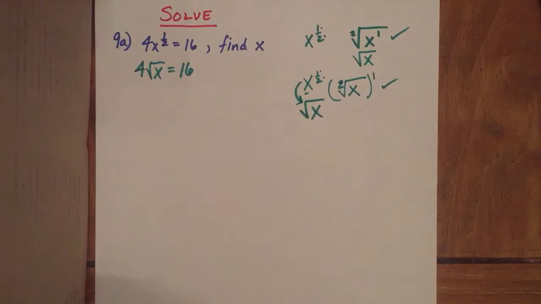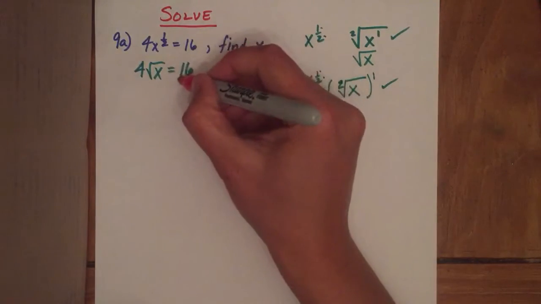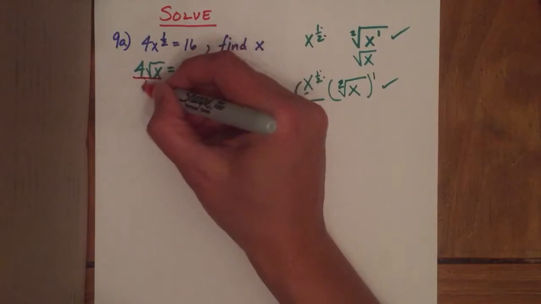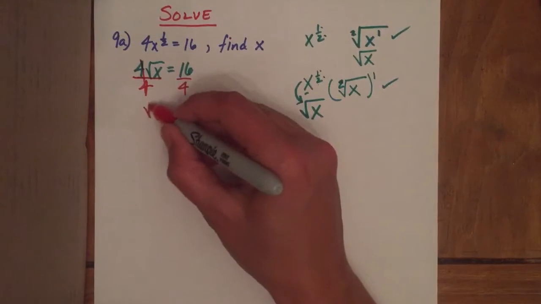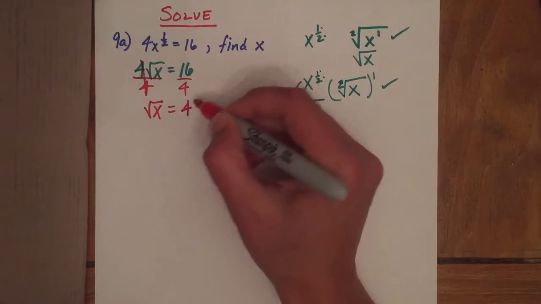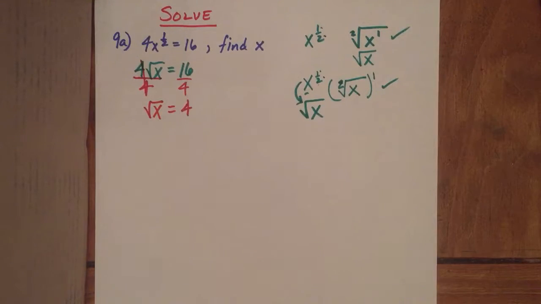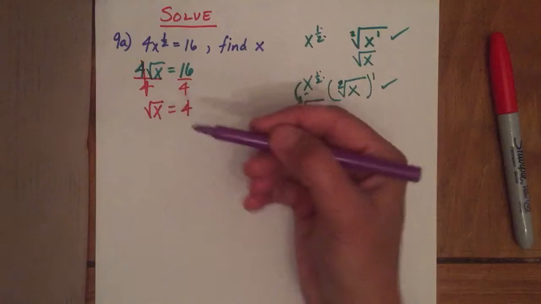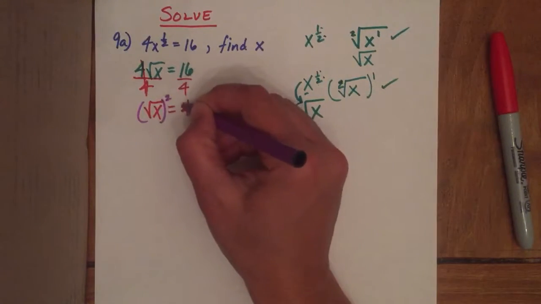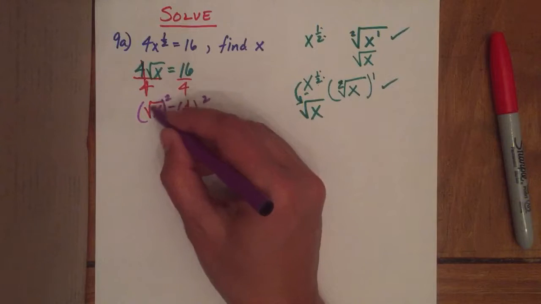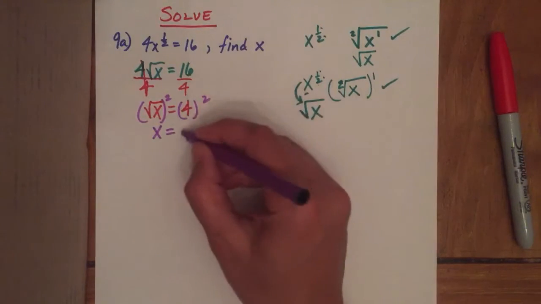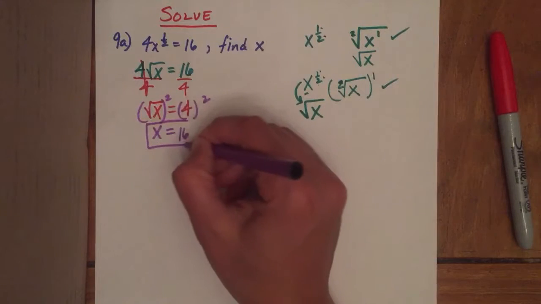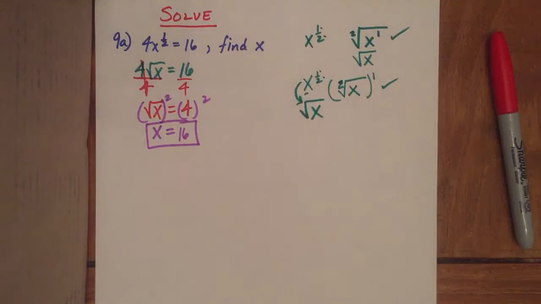Once I've done that, I can solve it just like a regular equation. So I'm going to divide both sides by 4. So the square root of x equals 4. Now, how do we solve that? Well, for the square root of x to equal 4, remember we talked about inverses. We're going to take the opposite. If I have square root, the inverse operation, the opposite, is to square it. So square root squared just leaves me with x, and 4 squared is 16. So 16 is our answer.